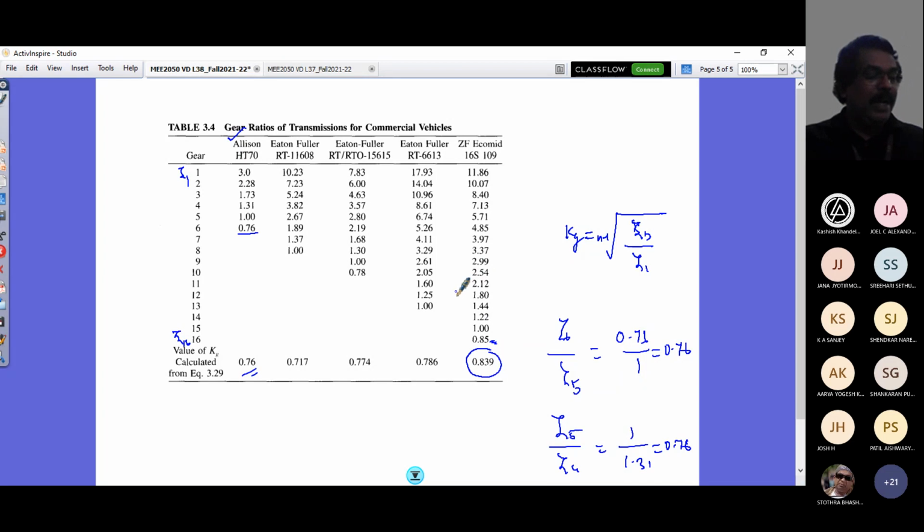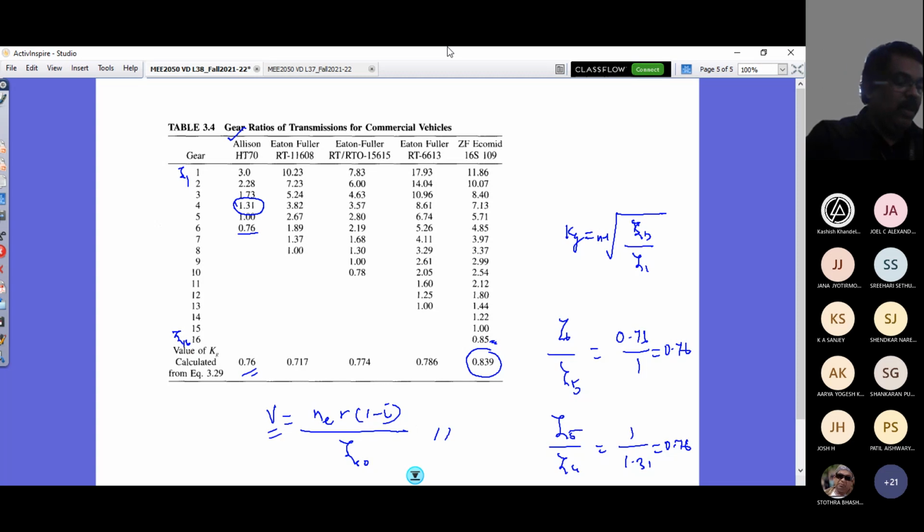Vehicle speed, when you are writing with the overall reduction ratio, vehicle speed at any time will be what? Engine speed N into (1 minus i) by zeta overall. So this overall is whichever gear I am driving. If I am driving my commercial vehicle in 4th gear, then this is to be substituted here with the engine speed known, right? And I will have my vehicle speed. What is that vehicle speed at that time?